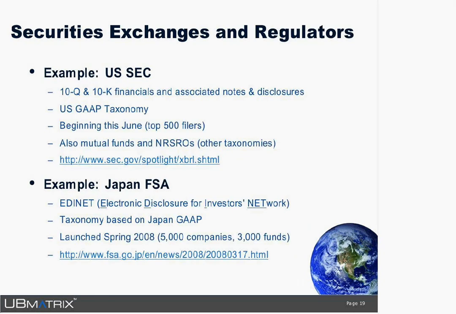So some specific examples, the SEC, probably everybody's familiar with that, originally starting with 10Ks and 10Qs, financials and associated notes and disclosures, so text also, built on the U.S. GAAP taxonomy, going to get implemented in 3 tranches, starting for companies whose fiscal periods close after June 15th of this year, who are large accelerated filers, and have a public float of over $5 billion.